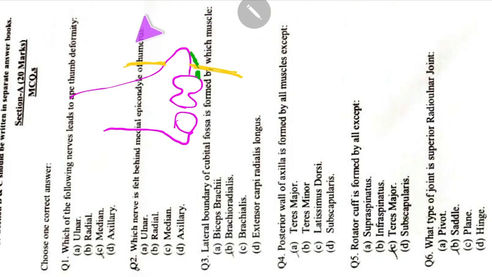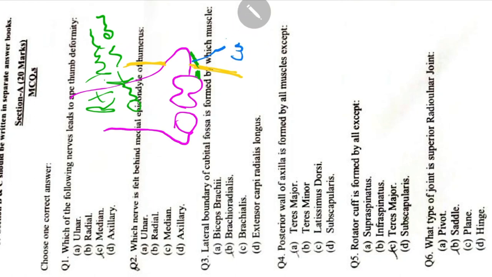Behind the medial epicondyle. So this is the right humerus, anterior view. This compartment, what you're seeing here, is called the cubital tunnel. Got it? So which nerve is felt behind the medial epicondyle of humerus? Of course, the answer will be ulnar nerve.